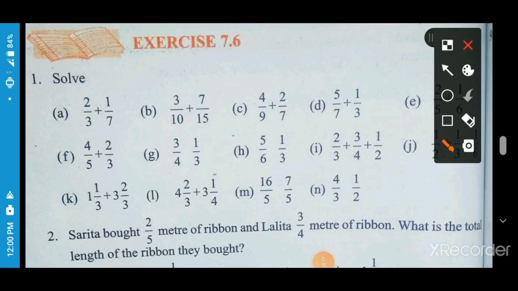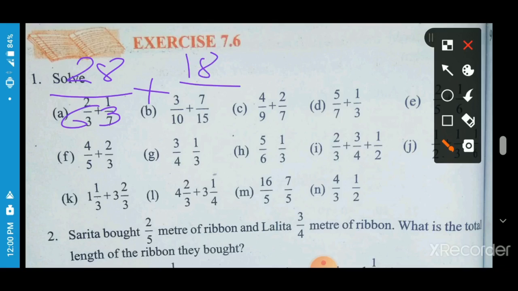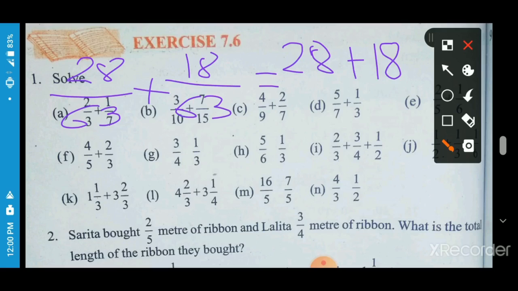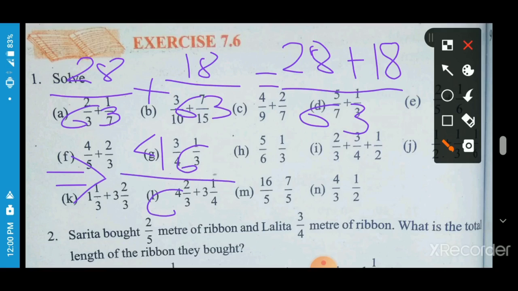Now we are going to add the new values, that is 28 upon 63 plus 18 upon 63. This is equal to 28 plus 18 upon 63. 28 plus 18 gives us 46. 46 upon 63. This is the required solution for the part C.